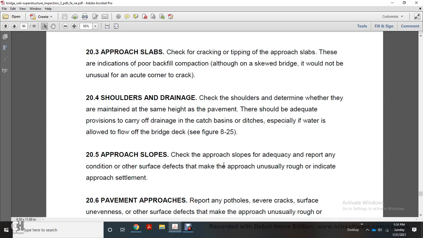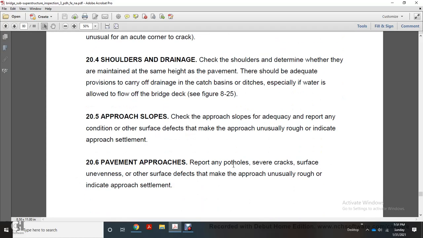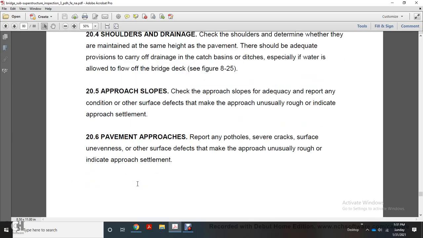Are approach closures adequate? Report any surface defects on the approach, usually roughness, which indicates approach settlement. Look for movement of the approaches and any potholes. Report any potholes, severe cracks, surface unevenness, or other surface defects, as they may make the approach unsafe and often indicate approach settlement.